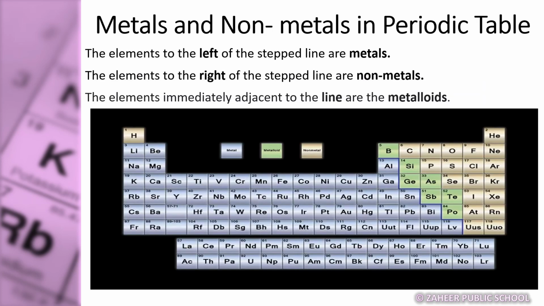Metals and non-metals in the periodic table. The elements to the left of the step line, which are blue in color, are the metals, whereas the elements to the right of the step line, which are pink in color, as you can see in this picture, are non-metals, whereas the elements adjacent to the step line, and green in color, are metalloids. And metalloids are the elements which have intermediate properties between metals and non-metals.